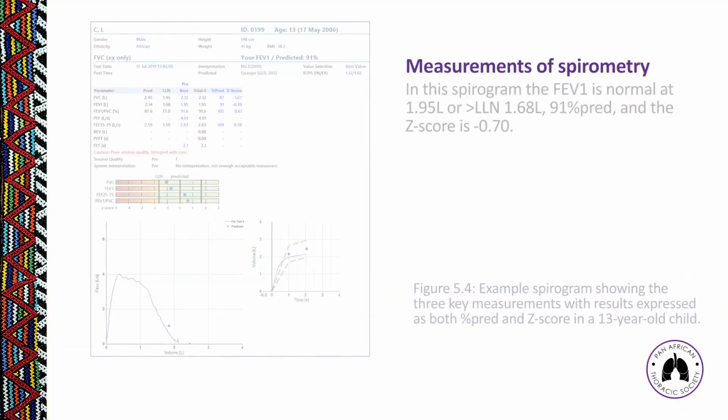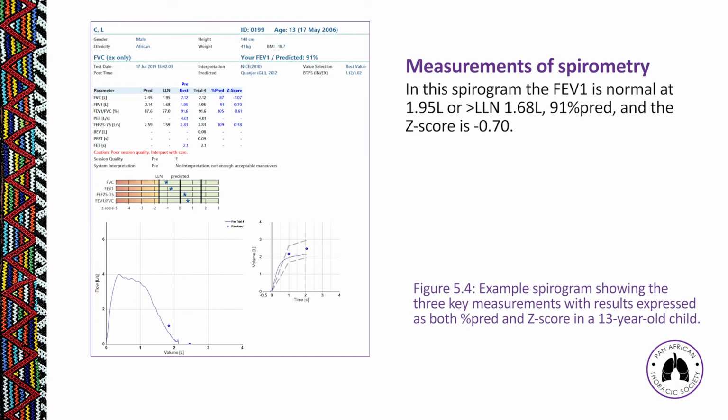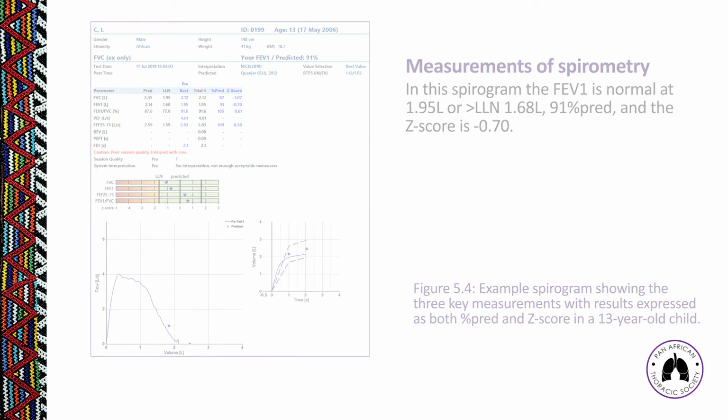Looking at the same example that we looked at above, in figure 5.4, the FEV1 in this instance is normal. The lower limit of normal is 1.68. The best value the patient blew was 1.95 liters, which is 91% of predicted, and a Z-score of minus 0.70.